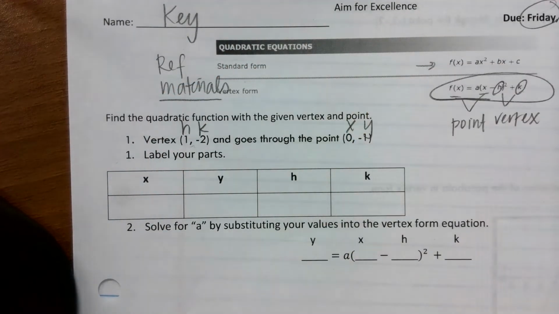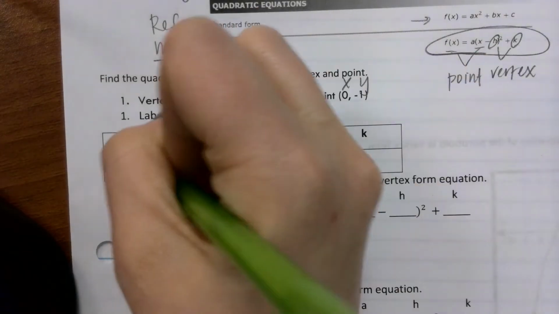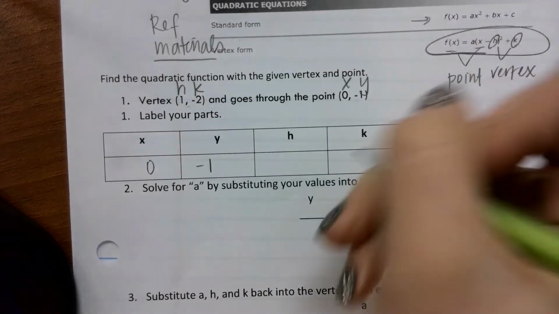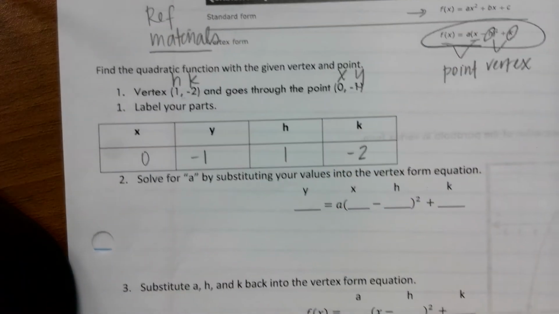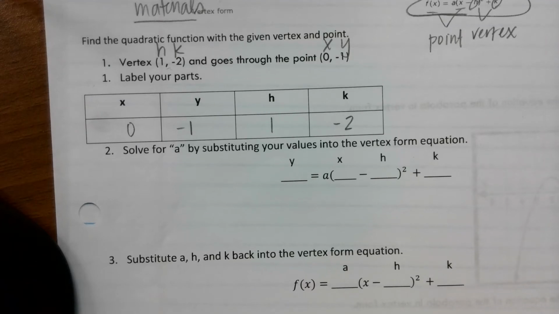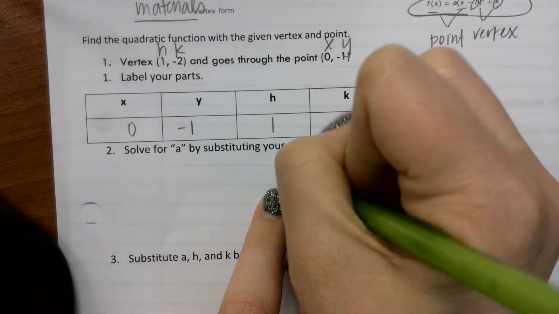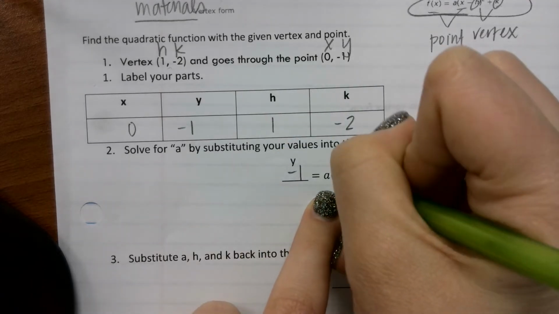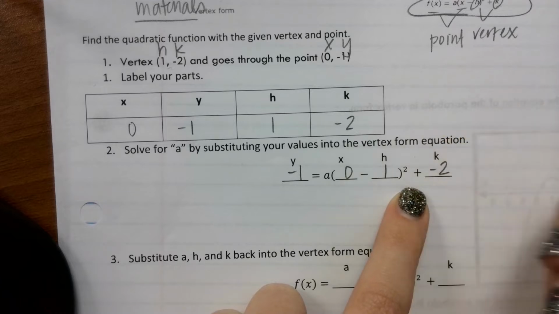That's my x, y. First thing is label my parts. X and y is my point, 0 and -1. My h and k is 1, -2. Now I substitute in my values into the vertex form equation to solve for a. My y is -1, my x is 0, h is 1, my k is -2.